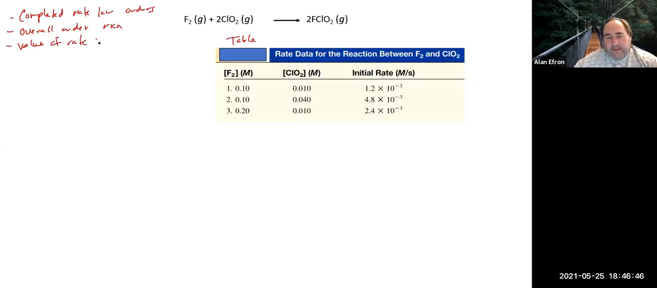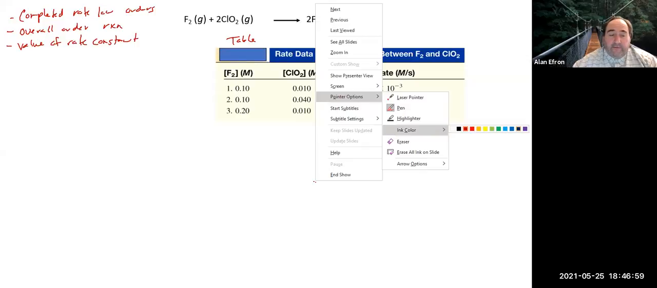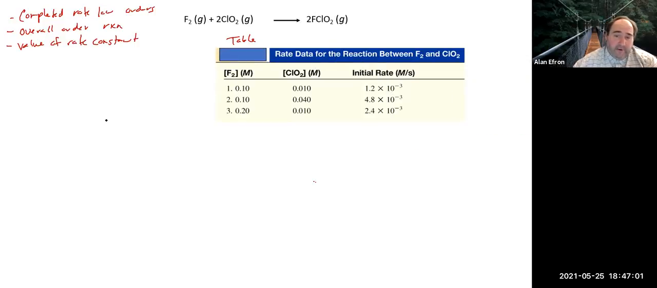So these are the 3 things that are typically asked of you when you get a table like this in this type of problem. We're going to start with the first one, which is to figure out the completed rate law with the orders. And by the way, you really can't figure out the other 2 until you do that part. So we'll start with the generic rate law for this reaction, which is the rate is equal to k times the concentration of F2 to the x. And again, you can use any letter you want. I'm going to use x and y. And ClO2 to the y.